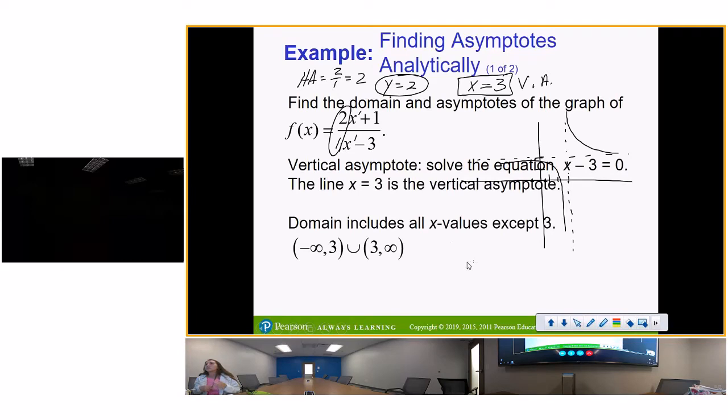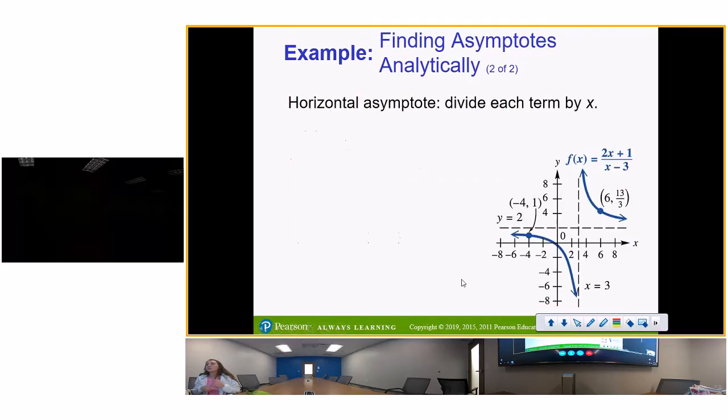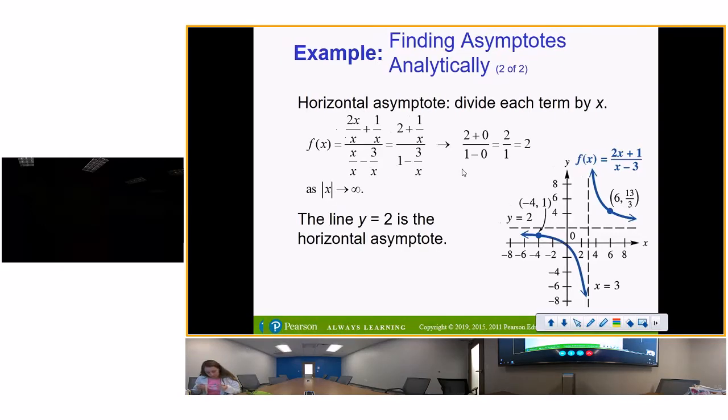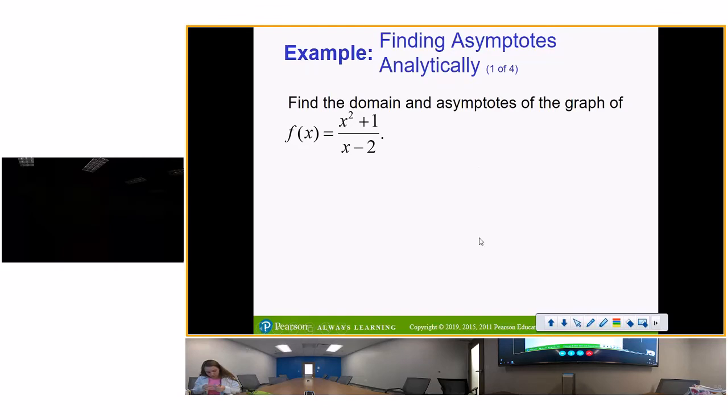Let's see what our graph looks like. It's a miracle. Woohoo! All right, try that one. Oh, we got to use long division on this one. You might as well just what? Quit. Yeah.